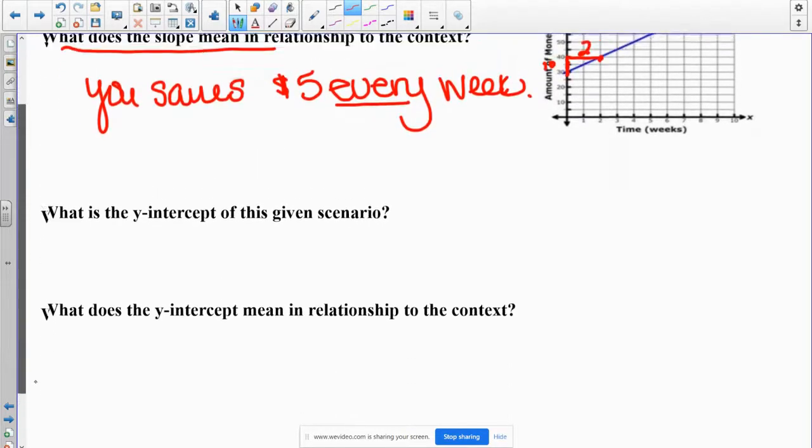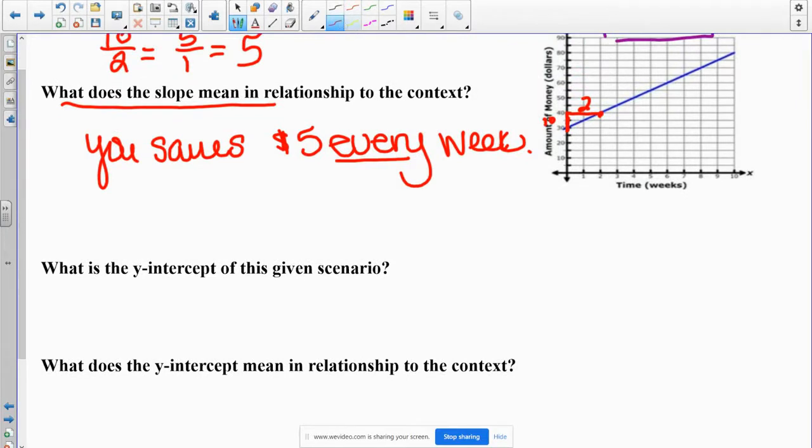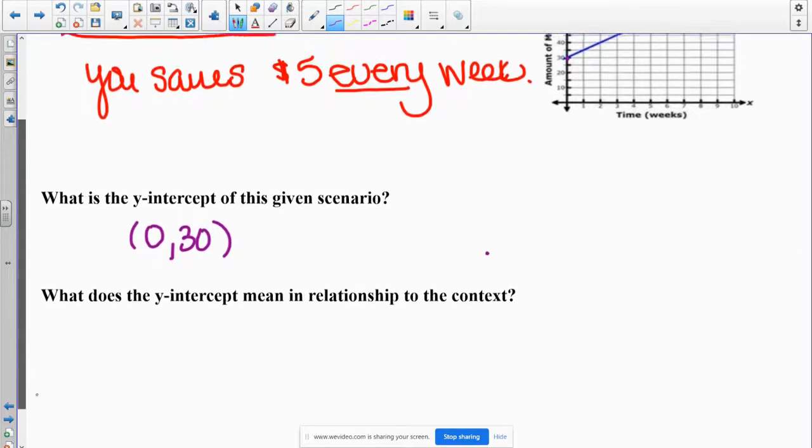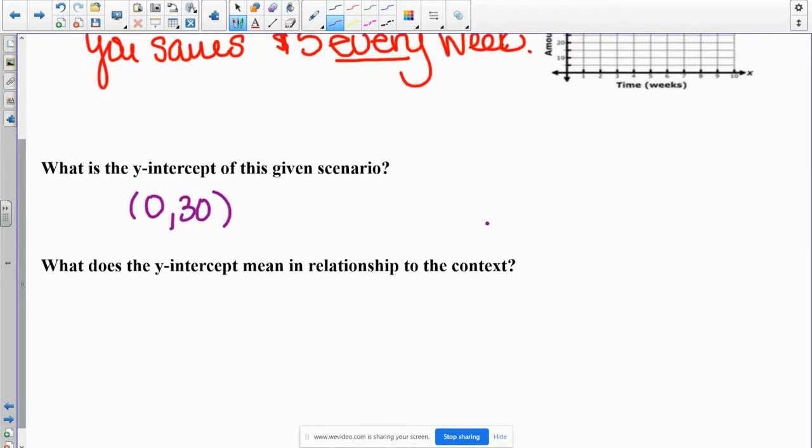telling me that you have looked at the slope here. What is the y-intercept? So I kind of started there. Let me erase it so it's out of the way here. So it looks like our y-intercept right there is at 0, 30. So remember, this is just the mathematical question. And then what does the y-intercept mean?